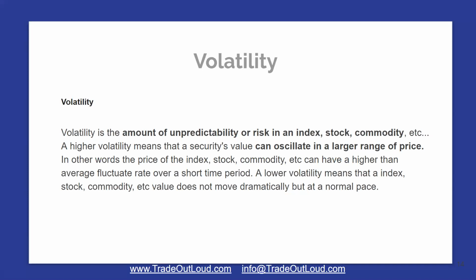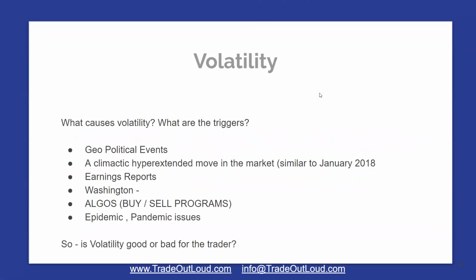So if you have been trading in 2017, we did not have any volatility. So that was a boring market, because it was a very profitable year, even though we didn't have volatility. So what causes volatility and what are the triggers? Well, like I said before, geopolitical events, a climactic hyperextended move in the market, similar to the one we had in 2018. In 2017, we had the extension into the market. I'm going to share some charts with you in a second. And in 2018, the volatility kicked in.